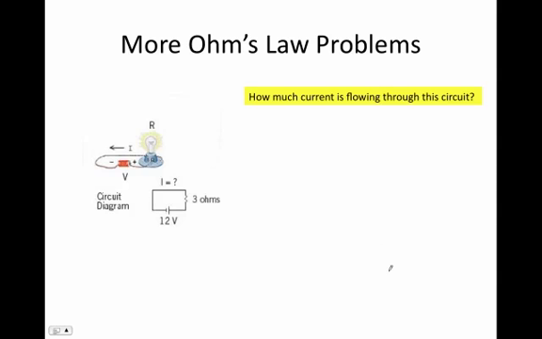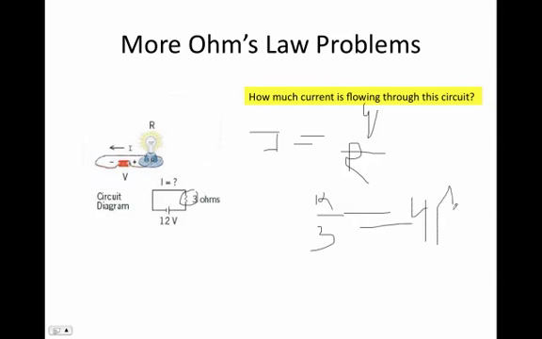Oh, one more. How much current is flowing through this? So a 12-volt battery, 3 ohms for a bulb or a resistor, and we don't know I. So back to our formula, I equals V over R. That means 12 divided by 3, and so I is 4. 4 what? We need our units. Don't forget your units. 4 amps.